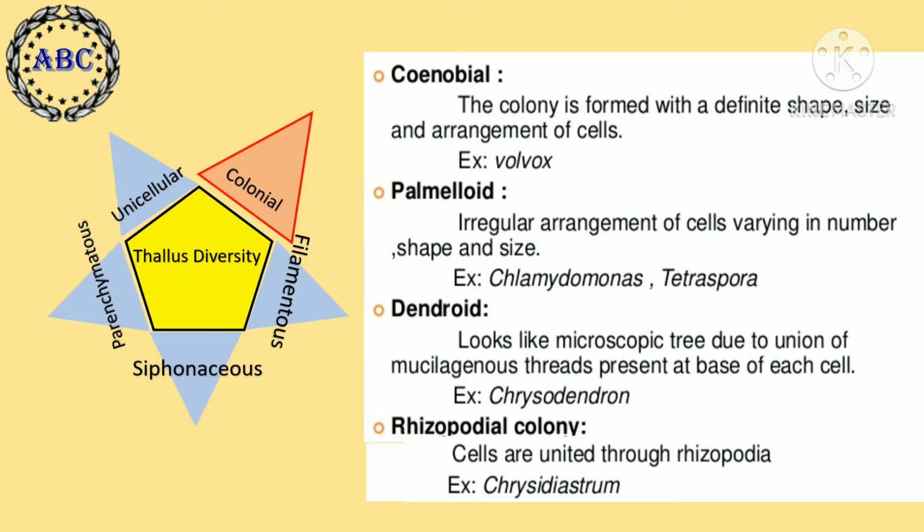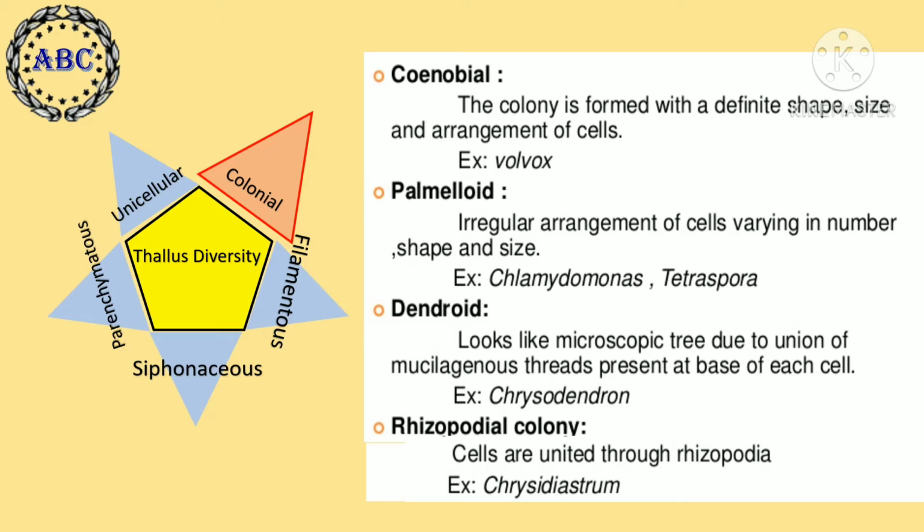Coenobial is a colony with a definite shape, size and arrangement of cells. Then it is called a coenobium. The number of cells in the coenobium is determined in the younger or juvenile stage, and then an increase in size takes place. It shows motile or non-motile cells. Example, Volvox. Palmelloid has an irregular arrangement of cells varying in number, shape and size. The examples are Chlamydomonas, Tetraspora, etc.